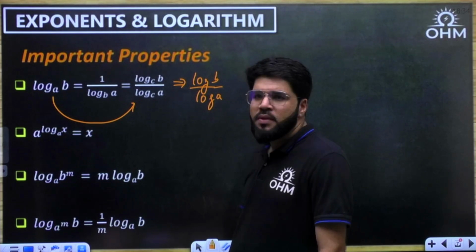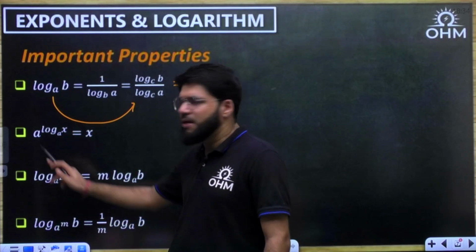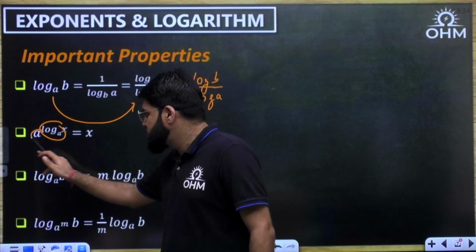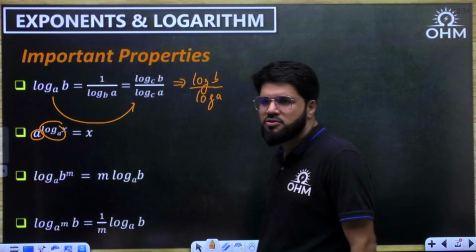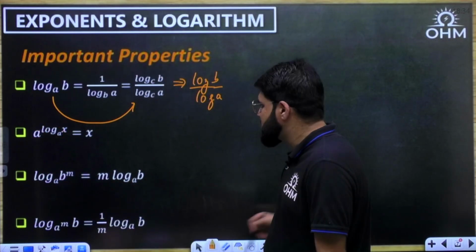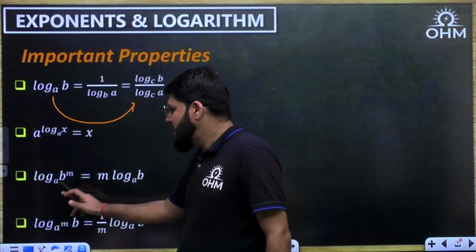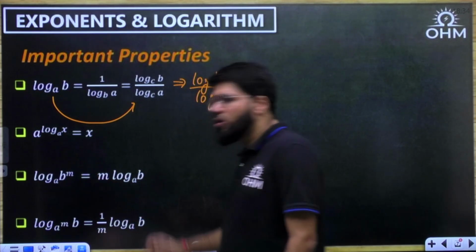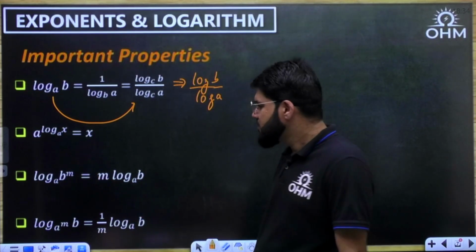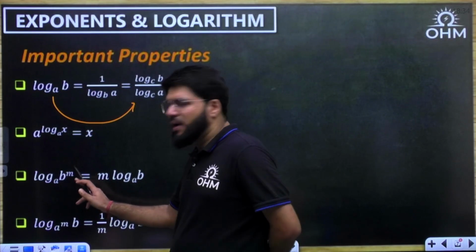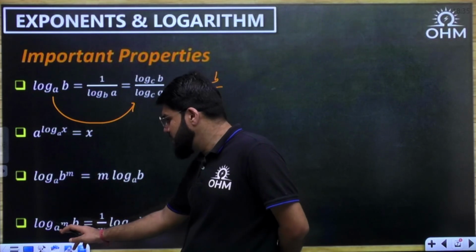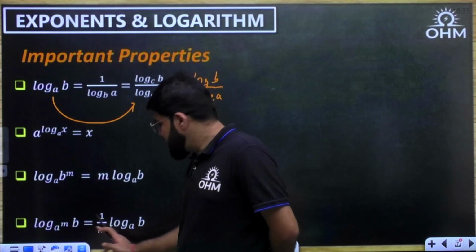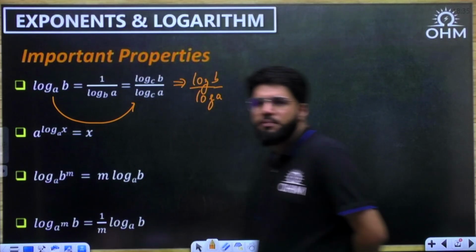Exponent and log are inverse of each other. So a power of log of x to the same base a will be x. Both have the same base, so they cancel, and the answer is only x. Log of b power m to the base a is m log b to the base a, right? So when there is a power over the number, it is multiplied outside. Similarly, log b to the base a power m, if there is a power over the base, it is divided outside: 1 upon m log b to the base a.